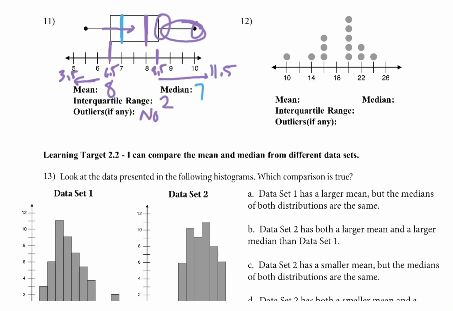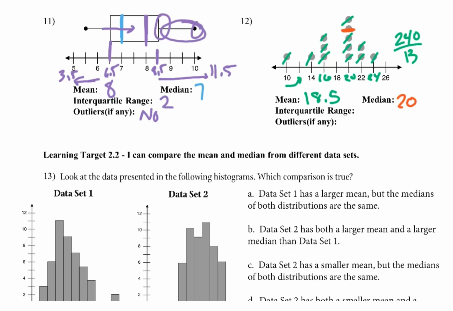Okay, then number 12. Let's add these all up. Notice that they're counting by 2s here. So this would actually be 16, 20, and 24. So add them up, and you should have got 240, which we divide by 1, 2, 3, 4, 5, 6, 7, 8, 9, 10, 11, 12, and 13. So 240 divided by 13 gives us about 18.46, or we can just put 18.5. Notice though, the way I marked them off, we also found our median here, which was at 20.